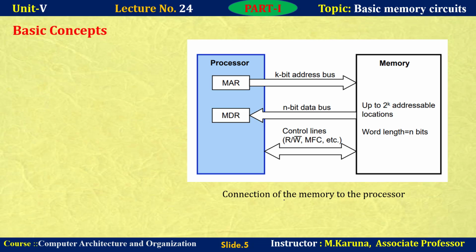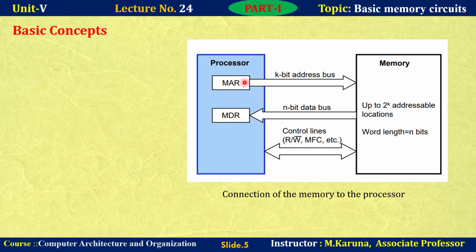Let us see how the data transfer takes place between processor and memory through the address bus and data bus, with the help of control lines: read, write, memory function complete control. Data transfer takes place between the memory and processor through the use of two processor registers. Those are MAR and MDR.